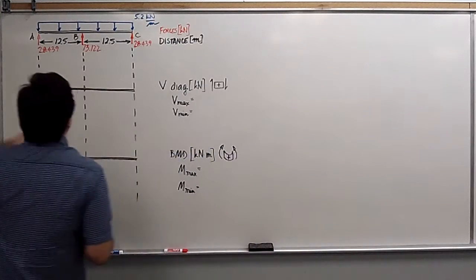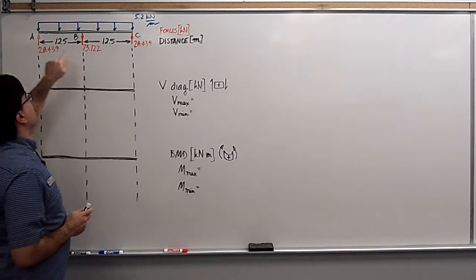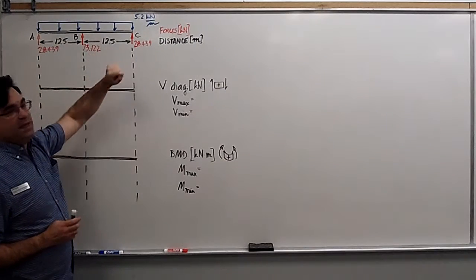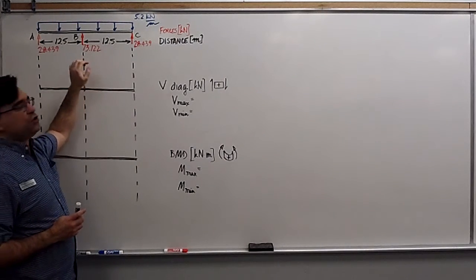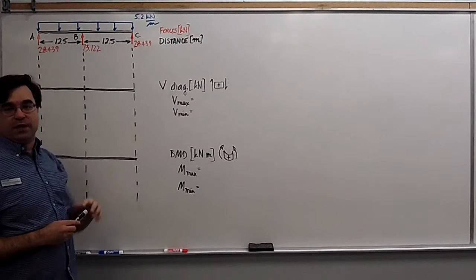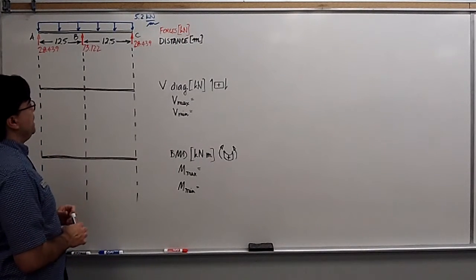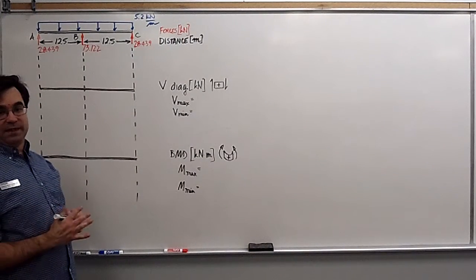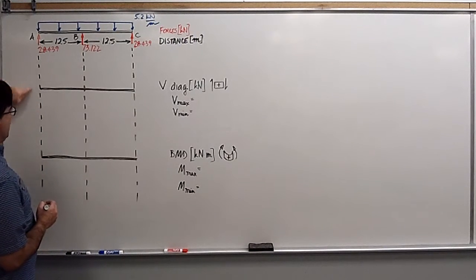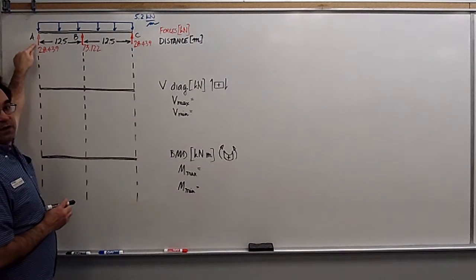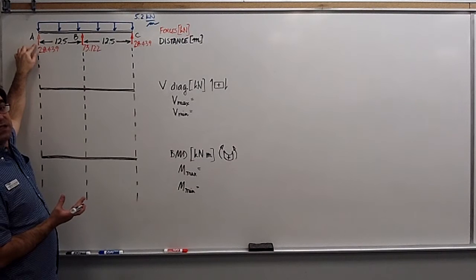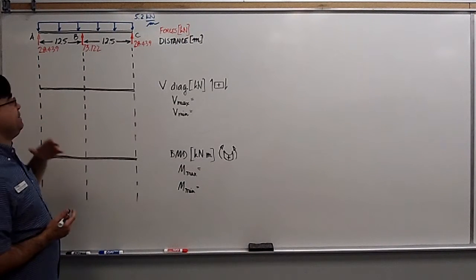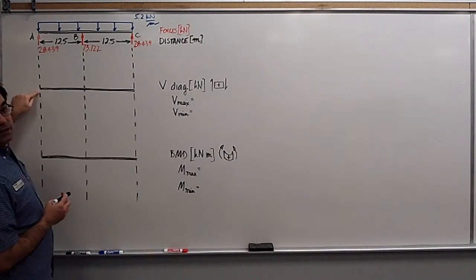So a reminder, a two-span beam with reactions at A, B, and C. In this case, the spans are equal, and the beam is supporting a uniformly distributed load. So let's draw the shear bending moment diagram. First of all, we drop down lines wherever we have vertical forces that will alter the shear diagram.